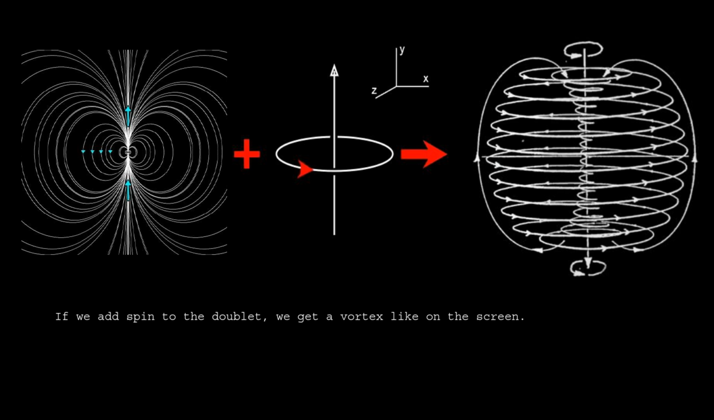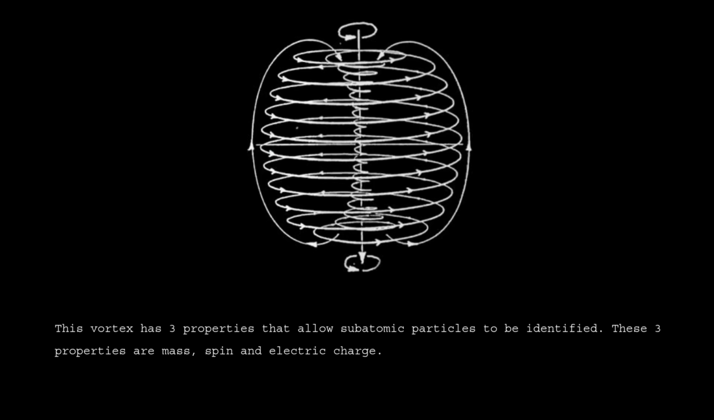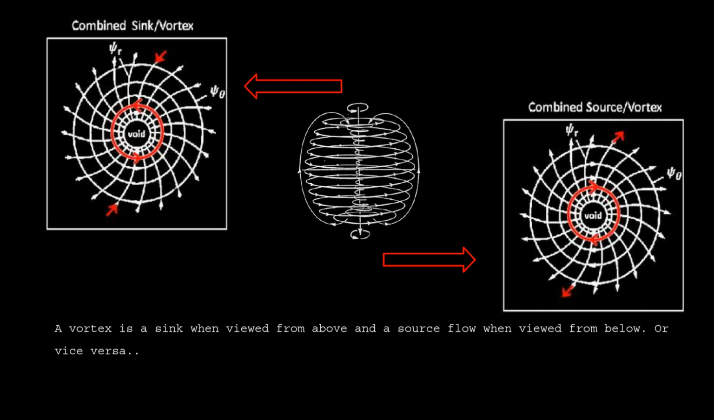If we add spin to the doublet, we get a vortex like on the screen. This vortex has three properties that allow subatomic particles to be identified. These three properties are mass, spin, and electric charge. A vortex is a sink when viewed from above, and a source flow when viewed from below, or vice versa.